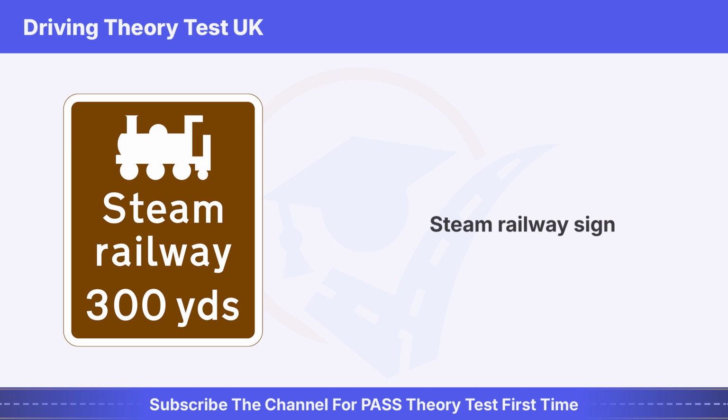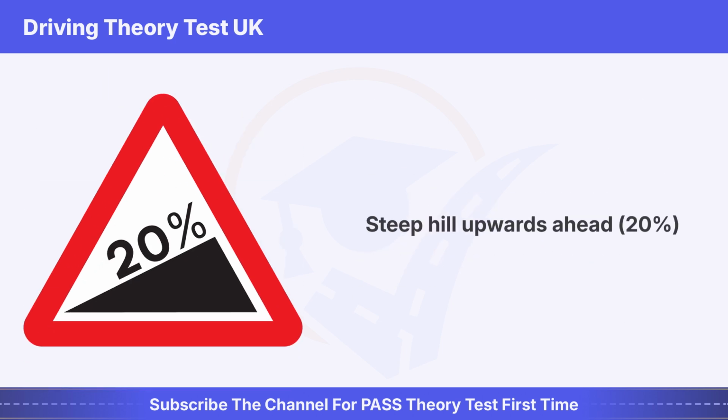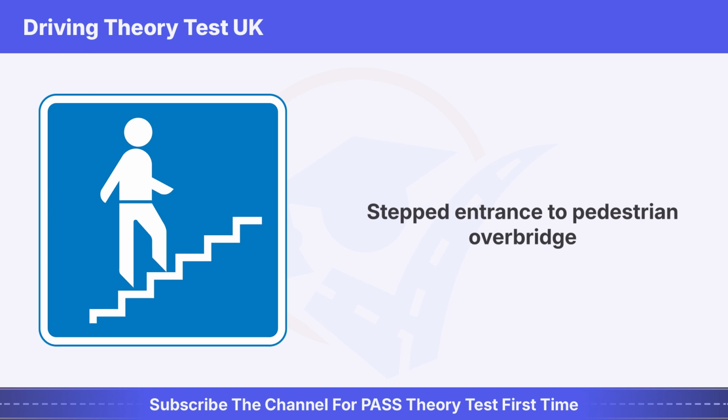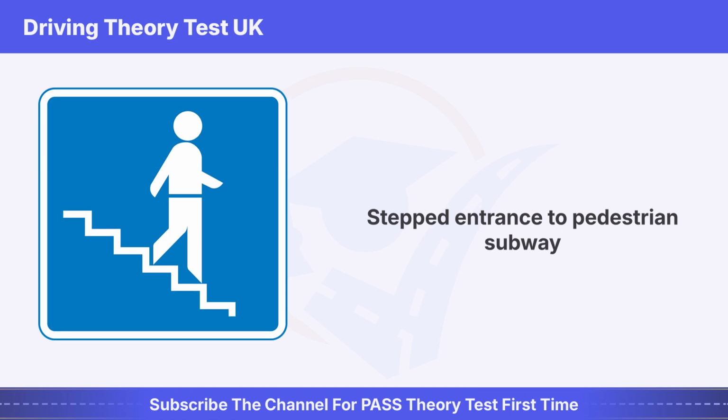Steam railway sign. Steep hill downwards ahead, 10%. Steep hill upwards ahead, 20%. Stepped entrance to pedestrian overbridge. Stepped entrance to pedestrian subway.